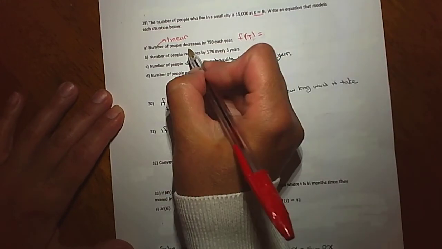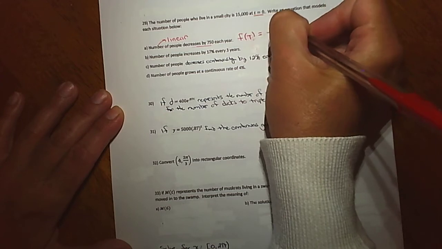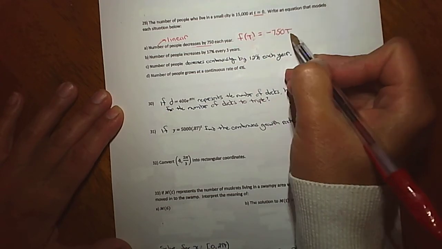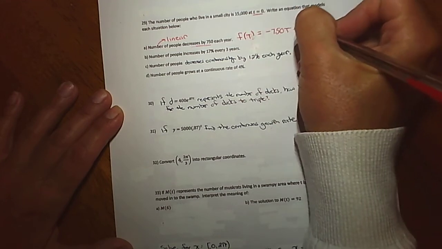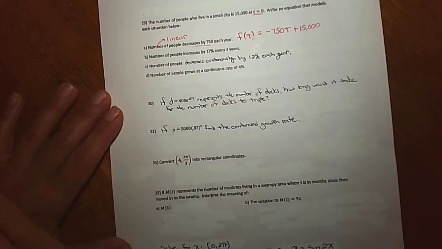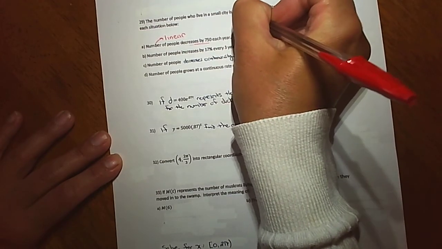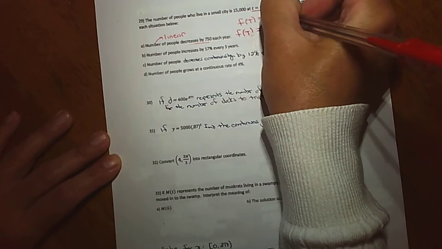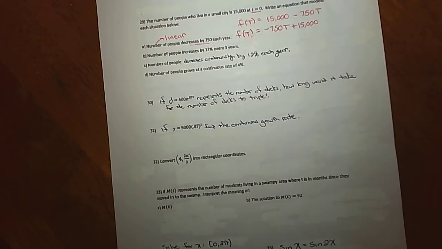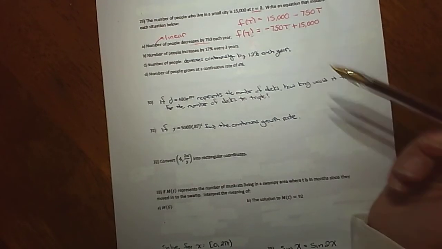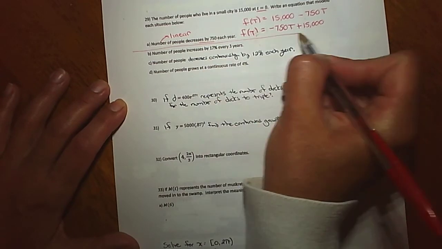The slope is how much it's changing. It's decreasing by 750 each year. T stands for each year. And the y-intercept at 0 is 15,000. Right? And that would be your equation. Or if you wrote, I'll write it above it, f of t means we're starting with 15,000 and it's decreasing by 750 each year. Perfect. These two are exactly the same equation. All right, so I'm going to draw a line here to separate these.